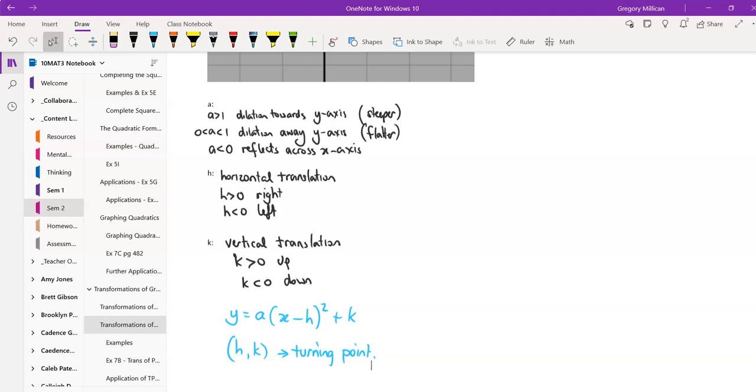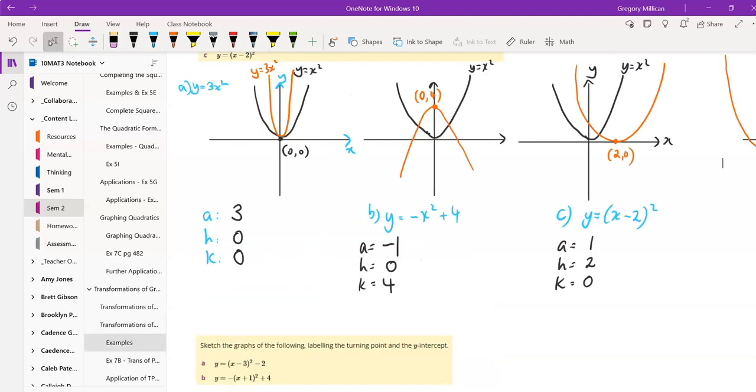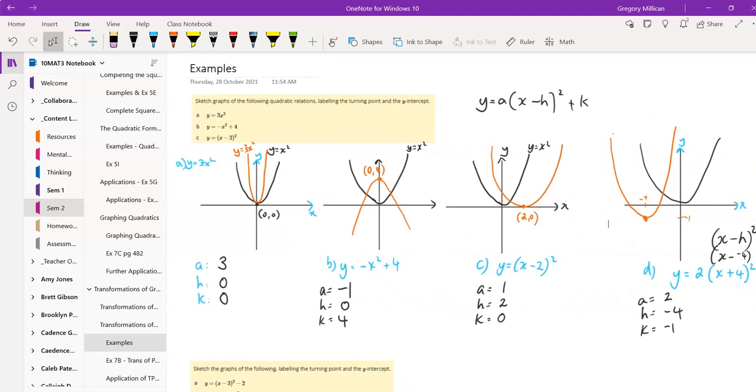So when we talk about translations, yes, we're translating the whole graph. Yes, we're affecting the whole graph, right? But when we want to sketch it, we've got to find a point that we can focus on and move that one. Then everything else follows along. Now, we have done some examples of some sketches.